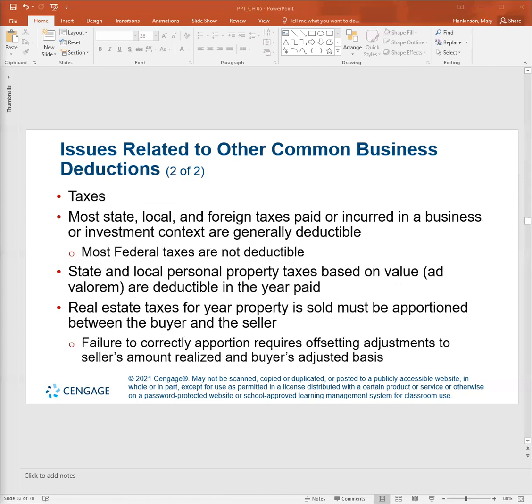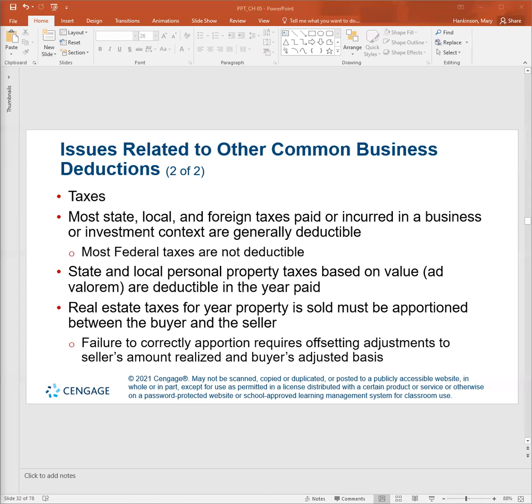All right, so taxes. As with interest expense, most state, local, and foreign taxes paid or incurred in a business or investment context are generally deductible. However, most federal taxes are not deductible. Although property taxes are generally deductible, the determination of a property owner's real estate taxes in the year in which property is purchased or sold may raise issues.